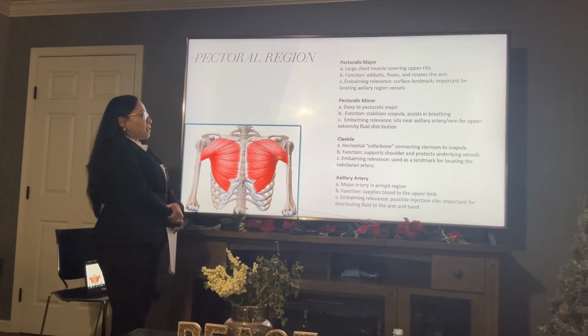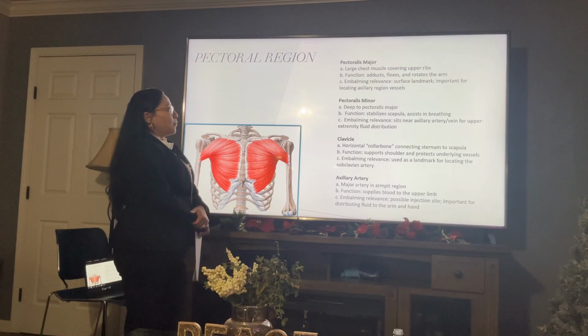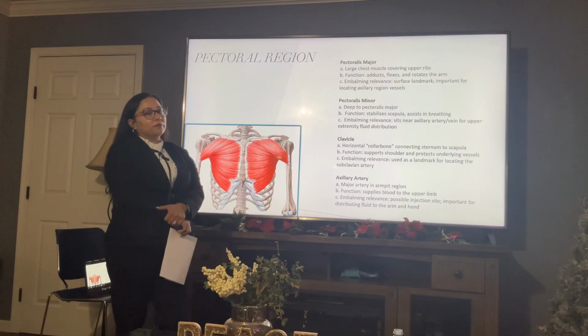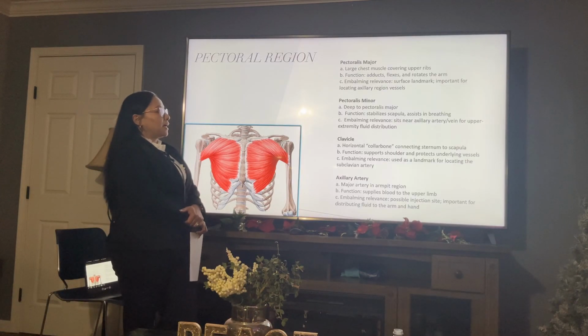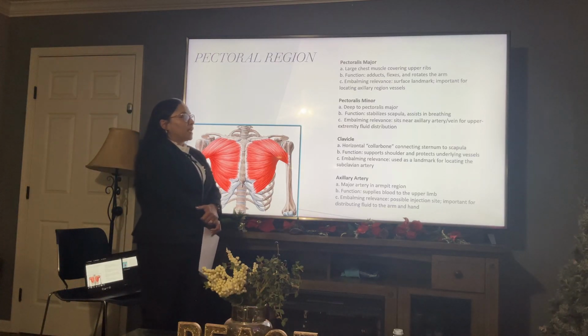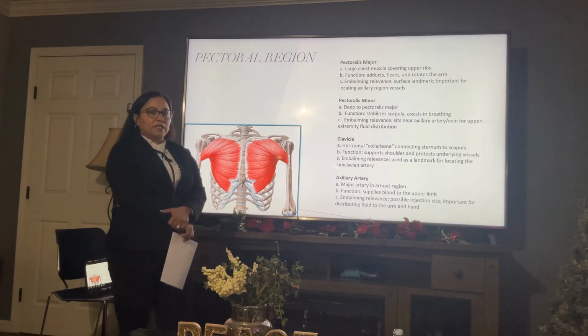vessels. The next structure is pectoralis minor. It is deep to the pectoralis major. Function: stabilizes the scapula, assists in breathing. Embalming relevance: it sits near the axillary artery and vein for upper extremity fluid distribution.